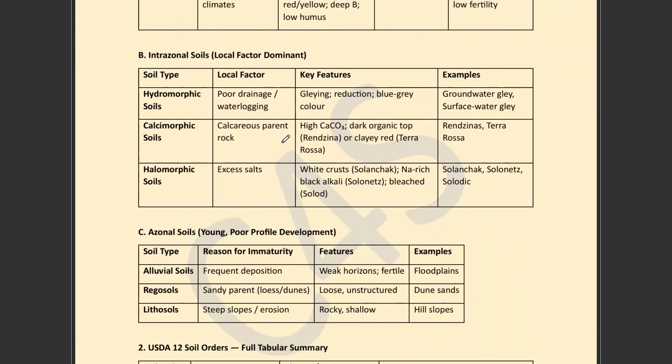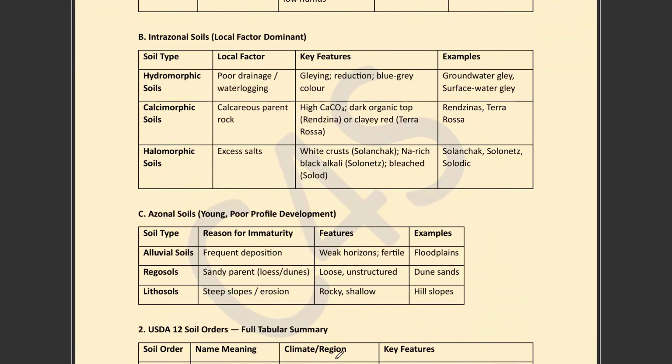Okay, next comes your intrazonal soils, where, as I was already telling you, local factors dominate. There are three types of intrazonal soils which you should know: hydromorphic, calcimorphic, and halomorphic. The name itself says it: hydro means water, calci is the presence of calcium, and halo is the excess presence of salt. First, the hydromorphic: due to the large amount of water present, it will have a poor drainage system, or there is an issue of water logging.